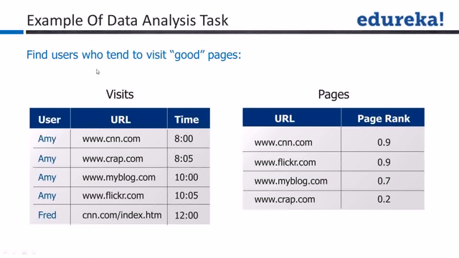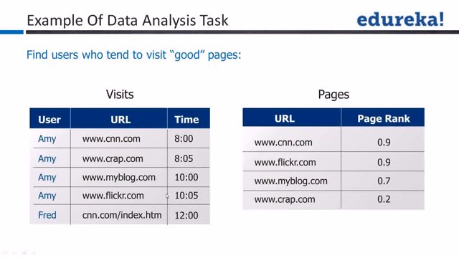Okay, so we want to find users who tend to visit good pages. Is Amy a user who visits good pages? Good pages are pages which have a higher page rank. Based on that, you want to find that out. Which means you have to actually use both these tables, or both these data sets. These will be used as data sets in their own right, so you have to use both data sets together to get an answer to that.